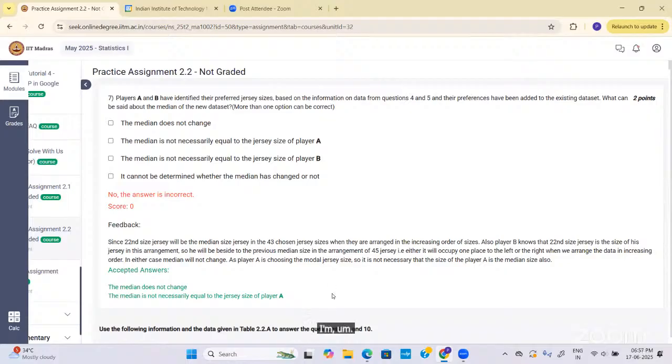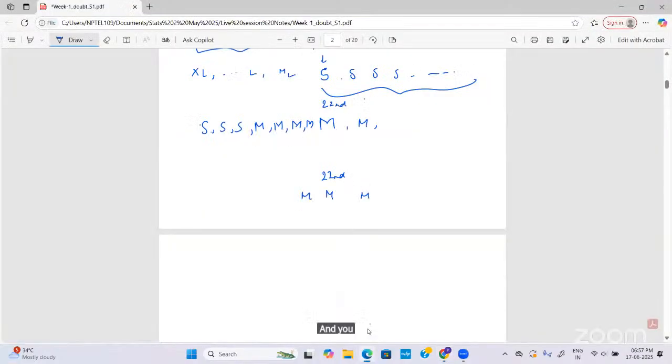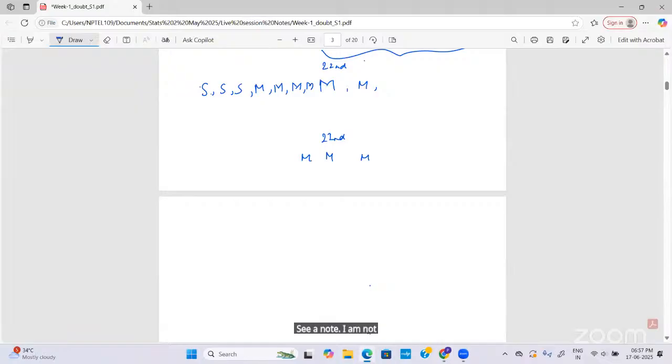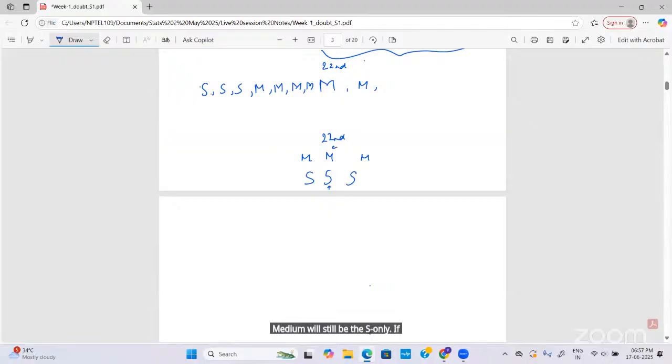We are just assuming the same thing, ma'am. First we are assuming that the S is the median, then M is the median, and you are saying that we cannot. No, I am not saying that M is the median. I am just saying if S, then S will come into here. In that case, median will still be the S only. If M is the median, player B will order the same size.